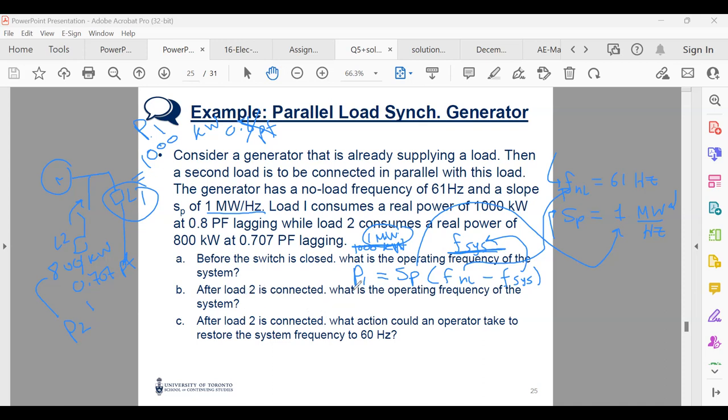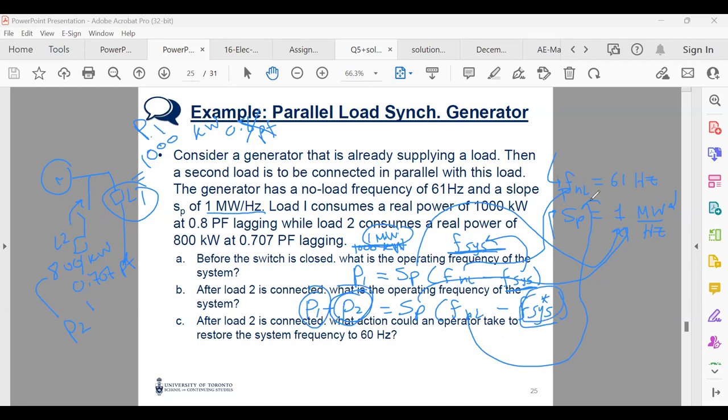After connecting load two, what will be the new operating frequency? So you have P1, P2, you have the same SP and the same no load frequency, but the system frequency, or the operating frequency, will be different now. You have another case, so this one is not the same as this. It's the same no load frequency because they didn't change anything. You have the SP and you have 1 megawatt plus 0.8 megawatt. You can calculate the new system frequency.